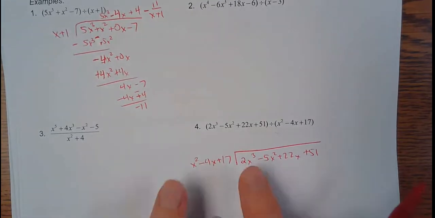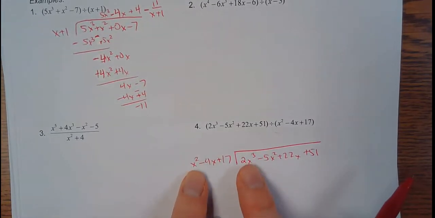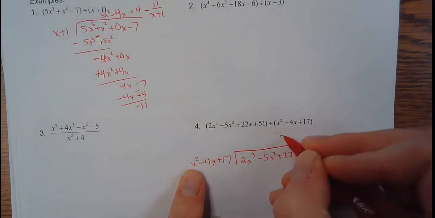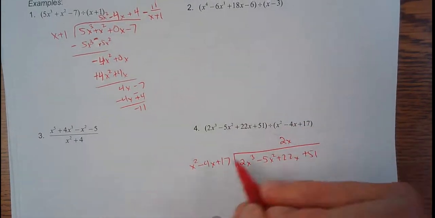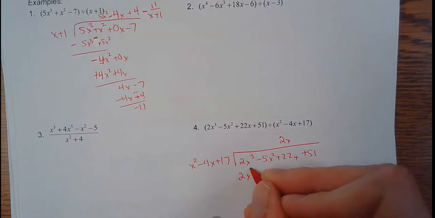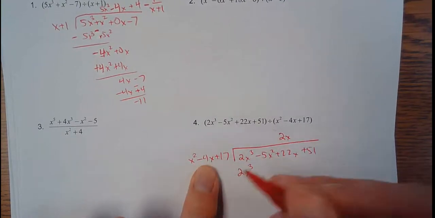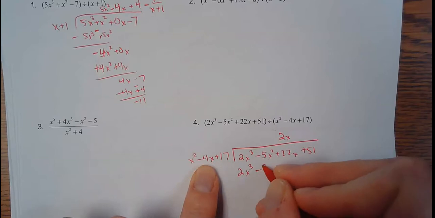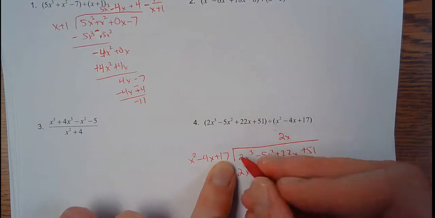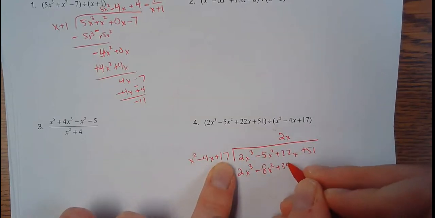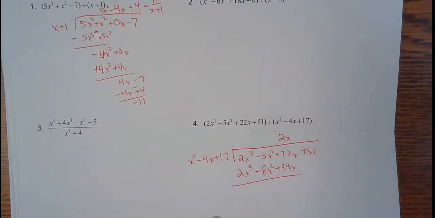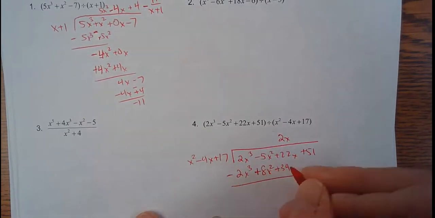Same idea. Look at the first terms. Okay, so what's 2x cubed divided by x squared? Well, that'd be a 2x. And then 2x times x squared is 2x cubed. 2x times negative 4x would be negative 8x squared. And this would be a positive 34x. Now we're subtracting all these, so I'm just going to switch all the signs.